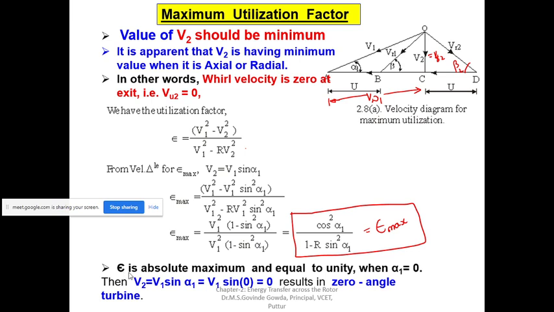The maximum utilization factor is absolute maximum and equal to unity when alpha 1 equal to 0. This condition is called zero angle turbine. Let us take this statement here: epsilon is absolute maximum and equal to unity when alpha 1 equal to 0. So when alpha 1 equal to 0, V sine 0 becomes 0, so V2 becomes equal to 0. This results in zero angle turbine.